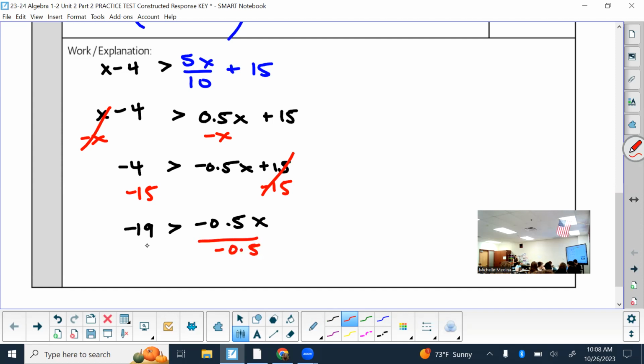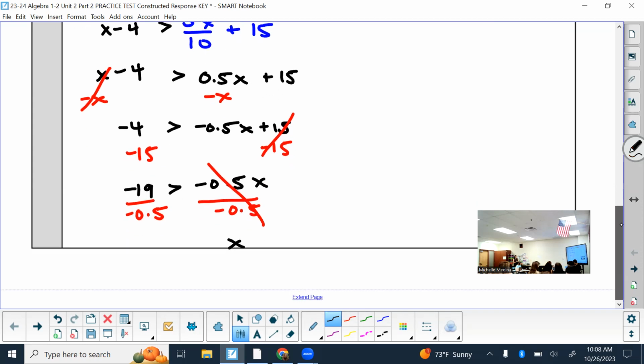Dividing. And whatever you do on one side of the symbol, you do to the other. Now, do I need to flip the sign when I do that? You do need to flip the sign. Why do I need to flip the sign? Anytime you divide a negative on both sides or multiply a negative on both sides, you need to flip the symbol. So note that. This is now less than instead of greater than. And this you put in your calculator with the negative 19 divided by negative 0.5.